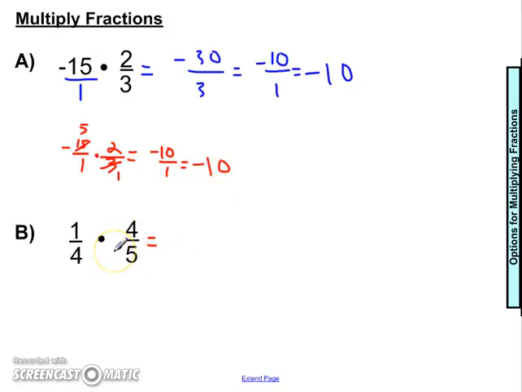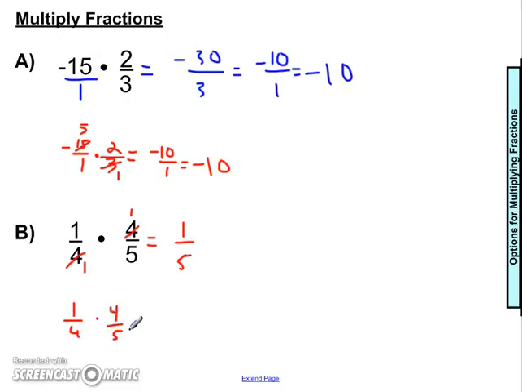I prefer to reduce and cross-reduce if I can. That's just my preference. I know that 4 goes into both of those. You could have divided them both by 2, but then you'd have to do it again. But 4 is the biggest thing that goes into both. 1 times 1 is 1. 5 times 1 is 5, so 1/5.